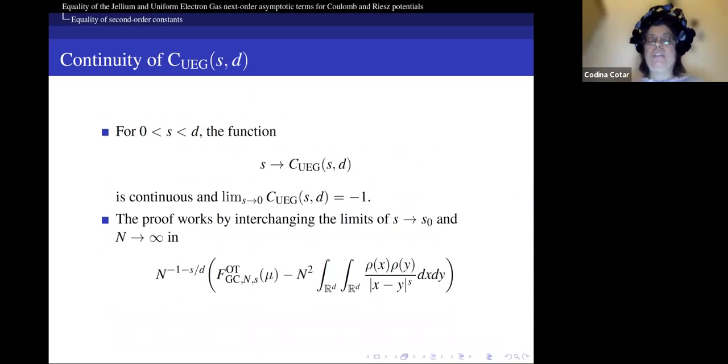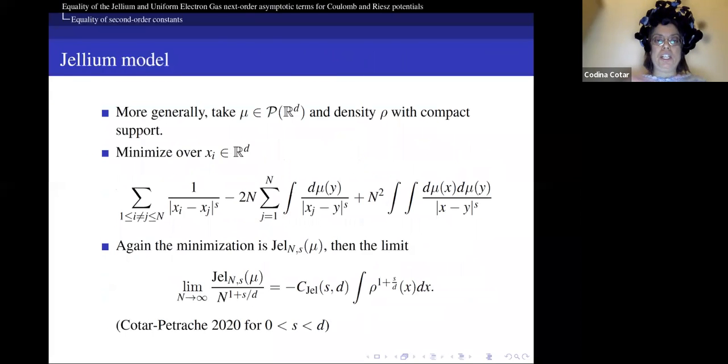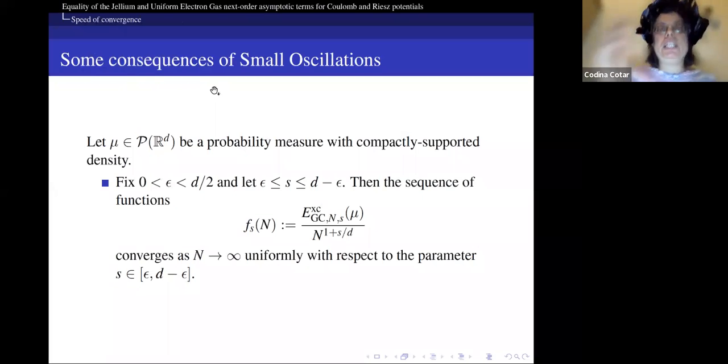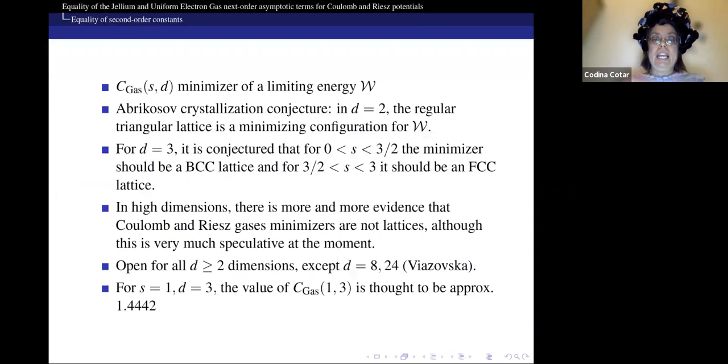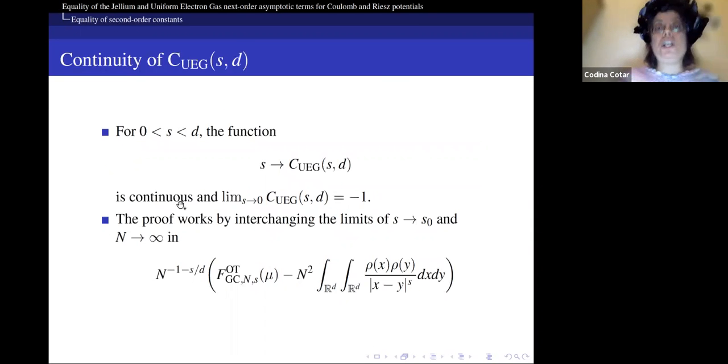Okay. So another thing that we can get just using our tools. Remember, I showed you long ago the small oscillation theorem, and I told you that a consequence of it was that this sequence converged uniformly with respect to S. One first step where this comes in useful is that it allows us to show that the C UEG is continuous as a function of S, and also that the limit when S goes to 0 is -1.